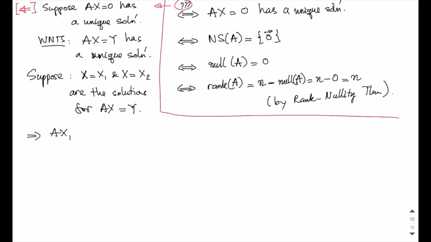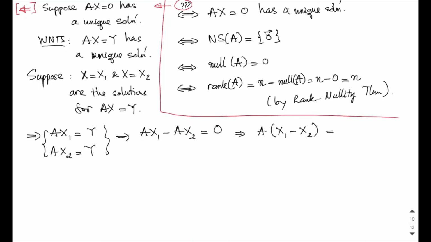Being solutions means Ax1 being y and Ax2 being y. All right, so if we subtract them, we are going to have Ax1 minus Ax2 being y minus y, which is 0. And by the linearity of matrix multiplication, we have A times this. Exactly, this is by the distributive law of matrix multiplication, right?